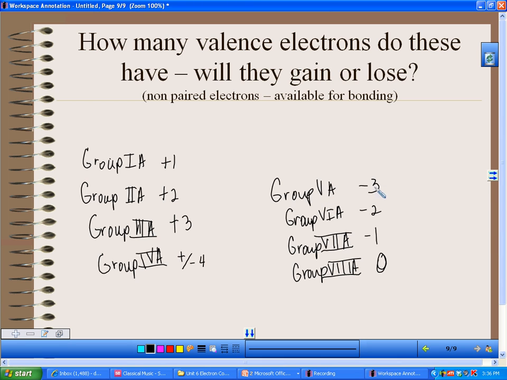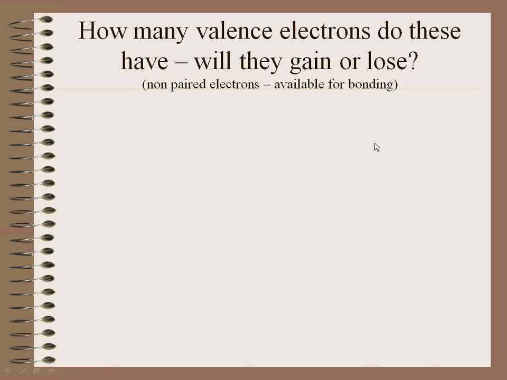If this is 5A, it's got to pick up 3 more to get to 8. 6A has to pick up 2 more to get to 8. 7A has to pick up 1 more to get to 8. And then group 8A already has them all, so it's not going to ever have a charge. So again, pause, add this to your notes. All right. And then we're going to move through the rest of the PowerPoint.